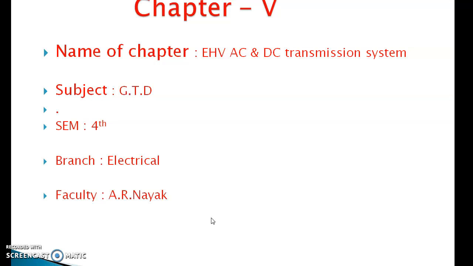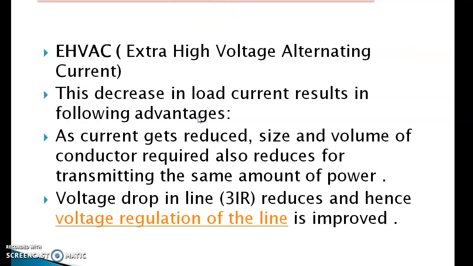Now today I am going to explain regarding GTD subject, name of the chapter EHV, AC and DC transmission systems. This belongs to 4th semester electrical branch. EHV, AC and HVDC transmission systems. EHV, AC means extra high voltage alternating current.